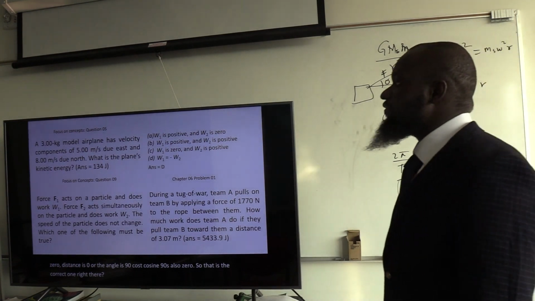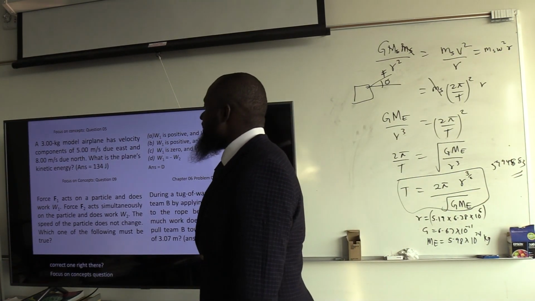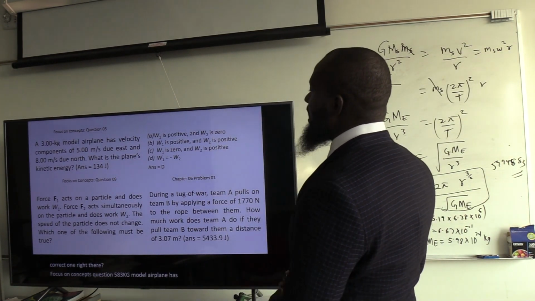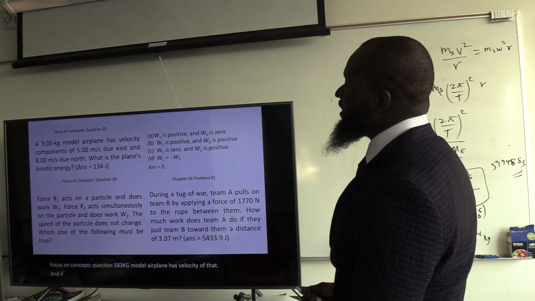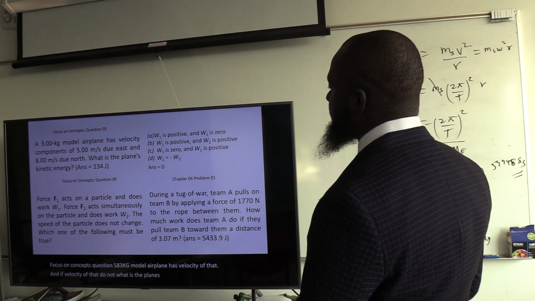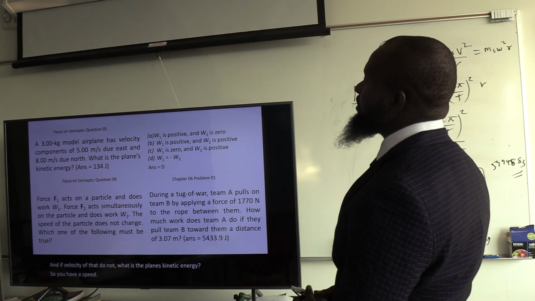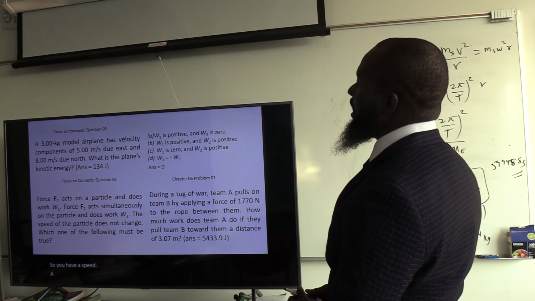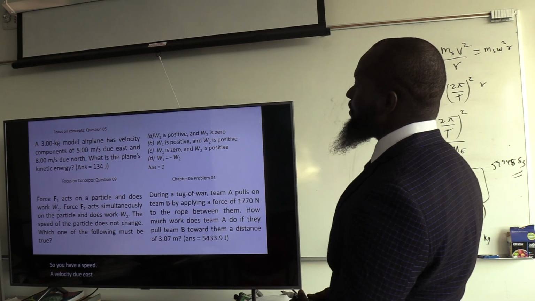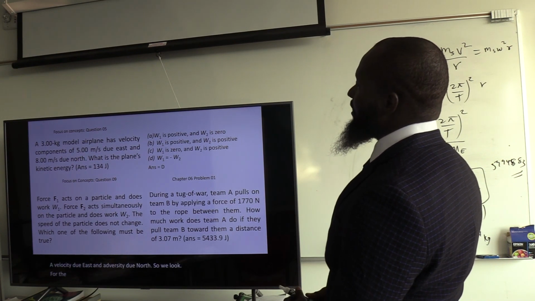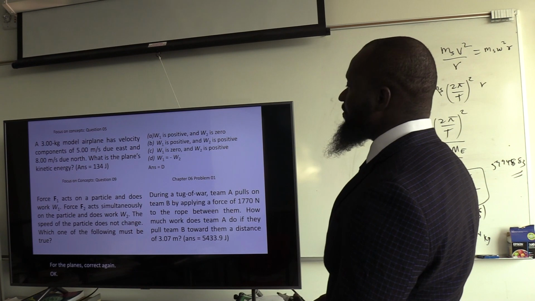Focus on concept question 5. A 3-kilogram model airplane has a velocity of that, and a velocity of that due north. What is the plane's kinetic energy? Is that okay? So you have a velocity due east, and another velocity due north. So we're looking for the plane's kinetic energy. Okay? So we have the components of the velocity.